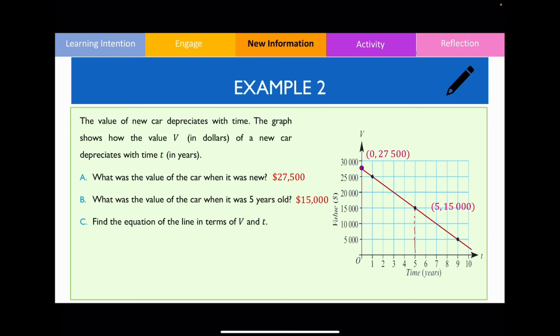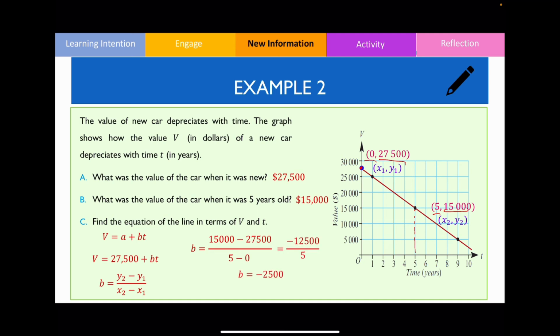For part C, it wants us to find the equation of the line in terms of V and T. Because we're trying to find the equation, I'm going to write it as V equals A plus BT. And we already know our A value, our initial value. That value is equal to 27,500. And finally, all we need to do now is find our gradient value. In order to find the gradient, we'll be using that formula over there. Y2 minus Y1 is 15,000 minus 27,500, over 5 minus 0. If I simplify that, this is going to be equal to negative 2,500. So that's going to be our gradient value.